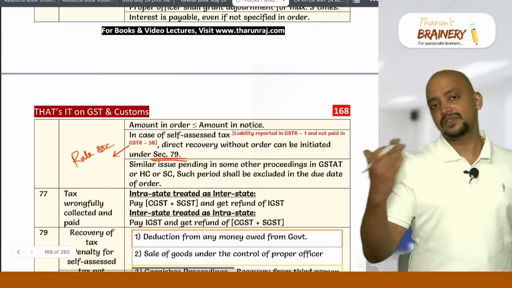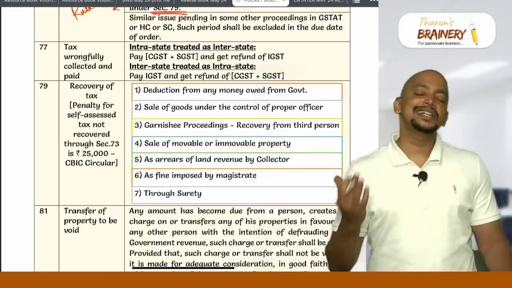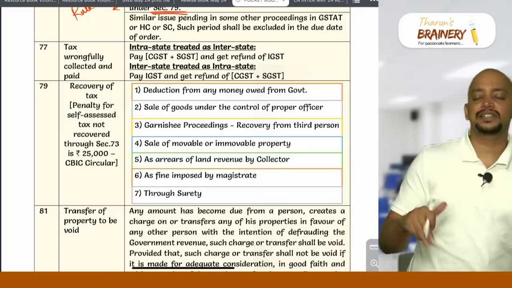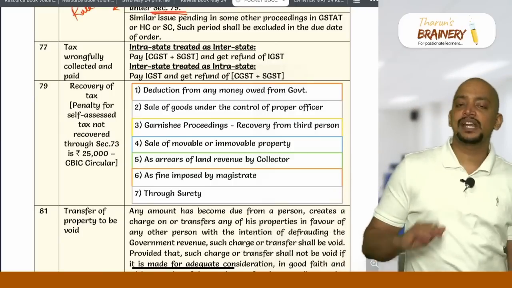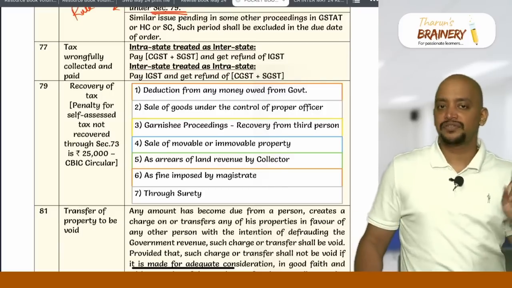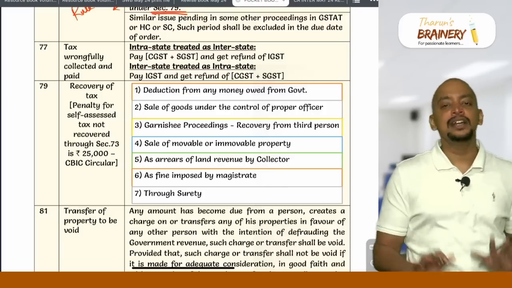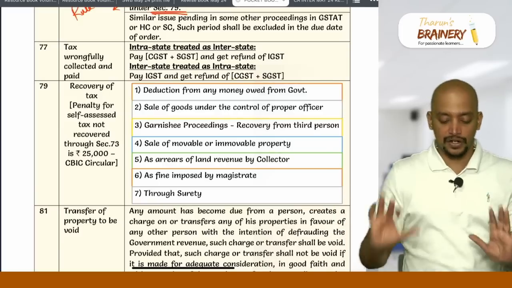These provisions are given in 75. Then 76 we have seen, and 77 is tax wrongfully collected and paid. So treating intrastate as interstate and vice versa, we have made the payment. We can pay the correct tax and get the refund. We have discussed these refund provisions in the refund segment, and what we are trying to understand here is that there is no interest and penalty. You just pay the correct tax and get the refund of the wrong tax.